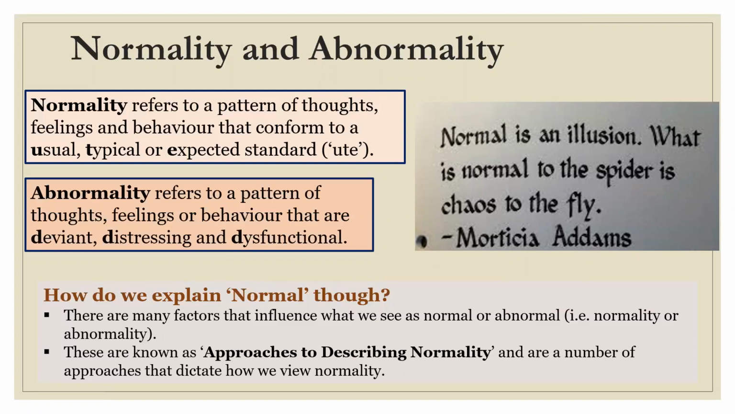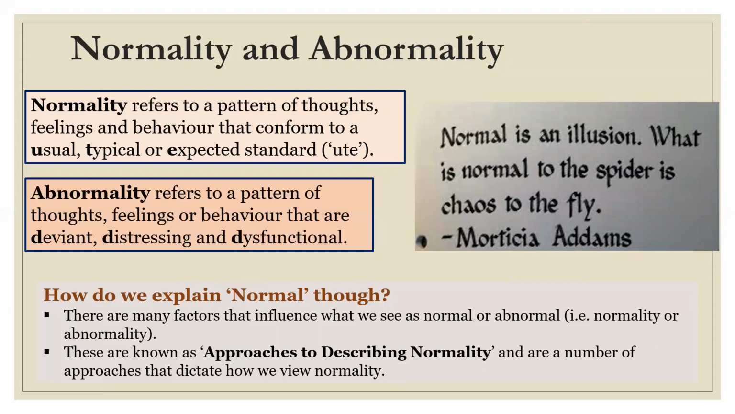So there are many different perspectives or approaches by which we might define something as normal, and we're going to go through that later in this slide. Now, on the other hand, abnormality is obviously the opposite of normality. So abnormality is something that's abnormal.